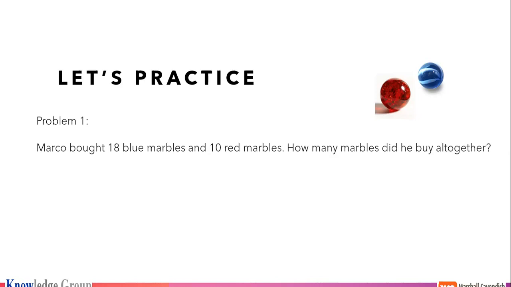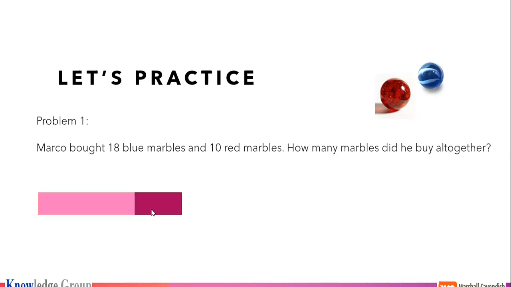The problem is asking how many did he buy altogether. If they're asking me for something altogether, it means that they're asking me for the total or the whole, right? So we don't have a whole, we don't have a total, we have to find it. But they're giving me some numbers here. What are these numbers? If they're asking me for the whole, then this must be the parts. So I'm gonna go ahead and draw my model.